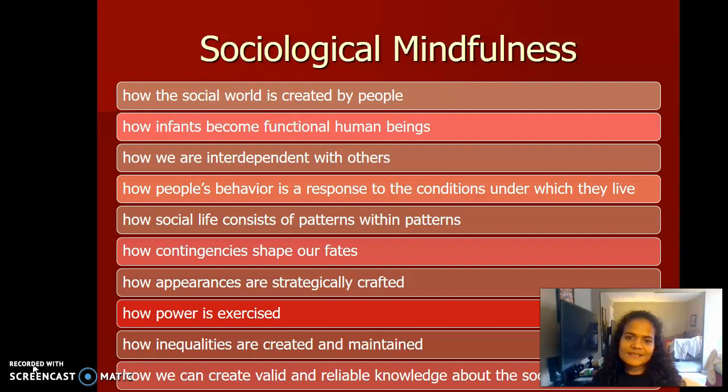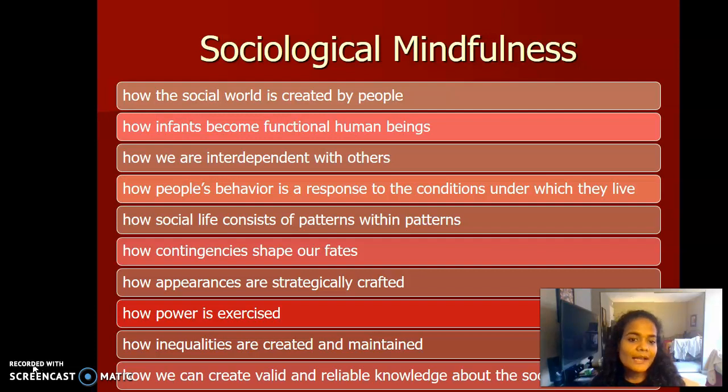Now, Schwalbe takes this one step further by introducing us to the idea of sociological mindfulness, right? And mindfulness would mean, from this sociological perspective, asking these questions about how the social world is created by people, right? How infants then through socialization become functional human beings, how we are interdependent, right? How our behavior is a reflection of our social context.